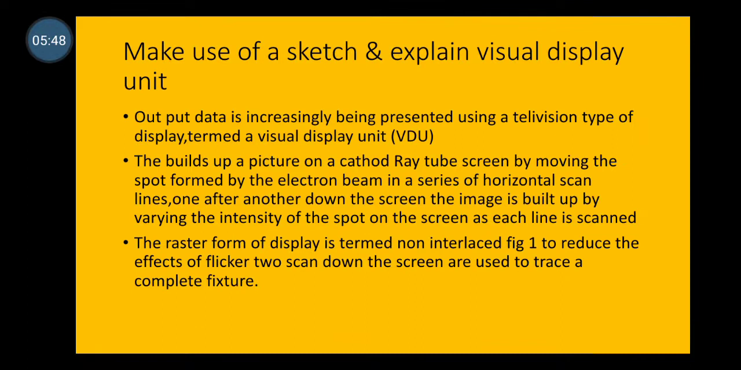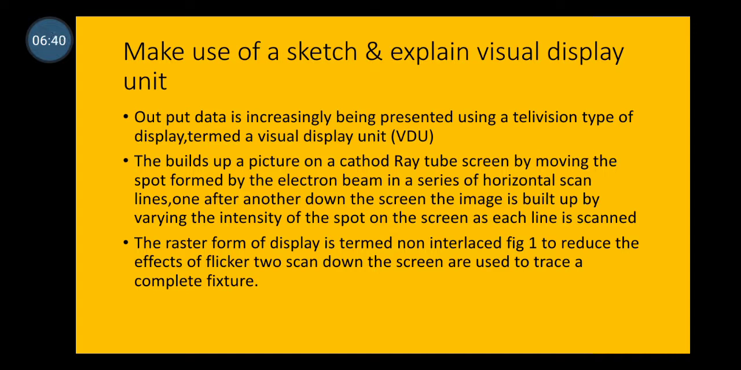The output data is increasingly being presented using a television type of display termed a visual display unit. It builds up a picture on a cathode ray tube screen by moving the spot formed by the electron beam in a series of horizontal scan lines, one after another.